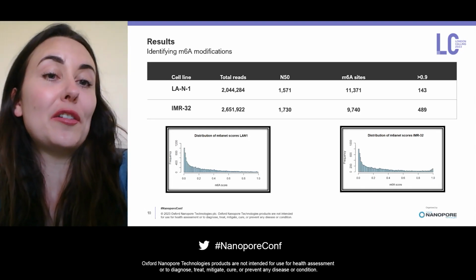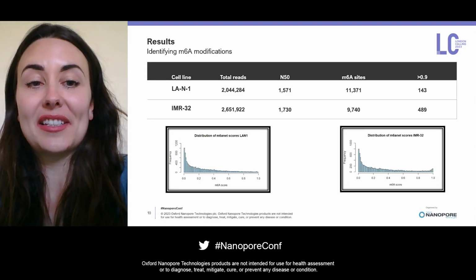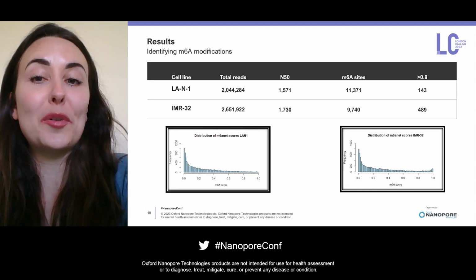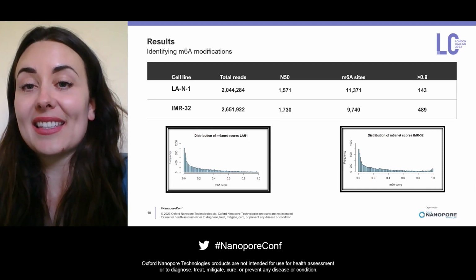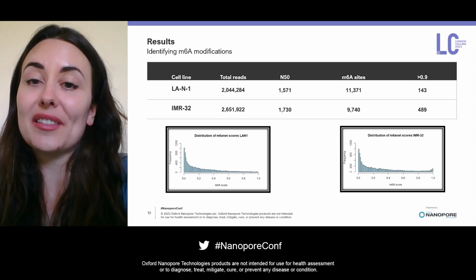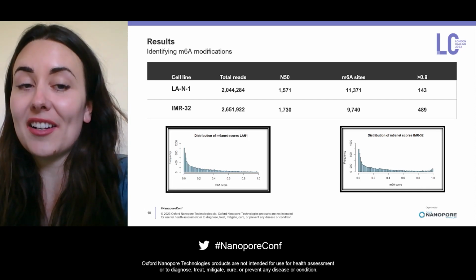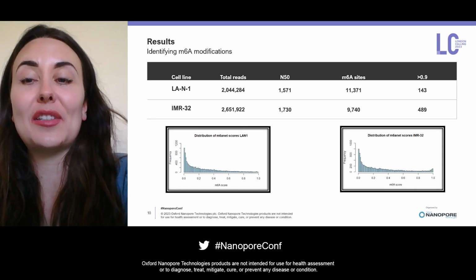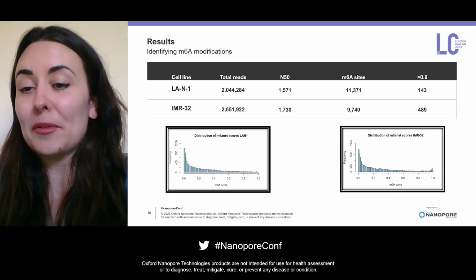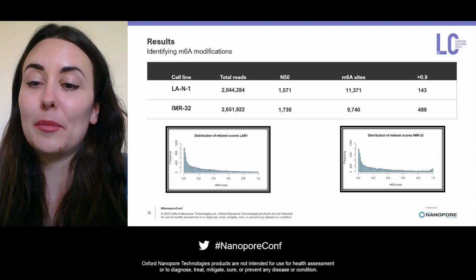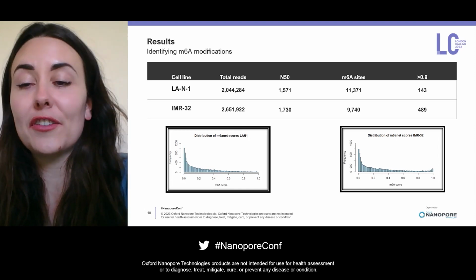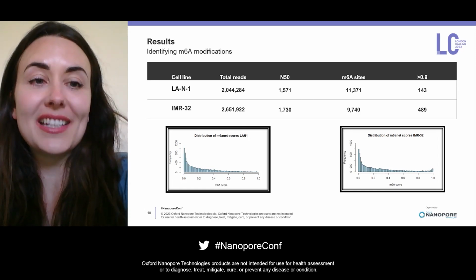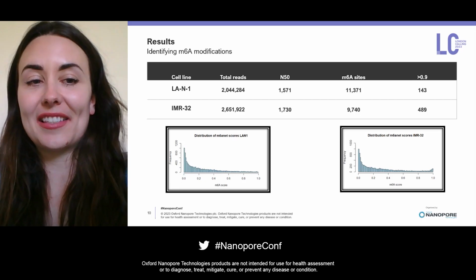So our results. For LAN-1, we got just over 2 million reads, and IMR-32, 2.6 million reads, with N50 of 1.5 and 1.7 kb. The m6Anet output, we got 11,371 sites for LAN-1 and 9,740 for IMR-32. But actually we need to filter these scores. Anything below 0.9 is actually low confidence, so we filter those out, which left us with 143 sites for LAN-1 and 489 sites for IMR-32.